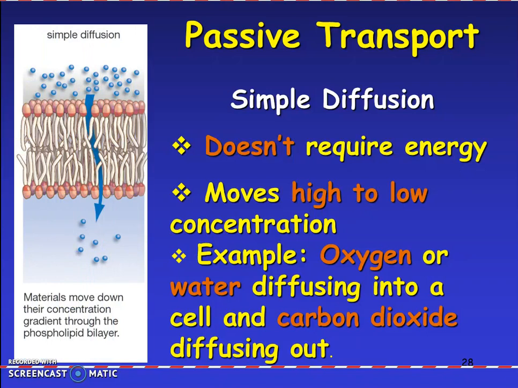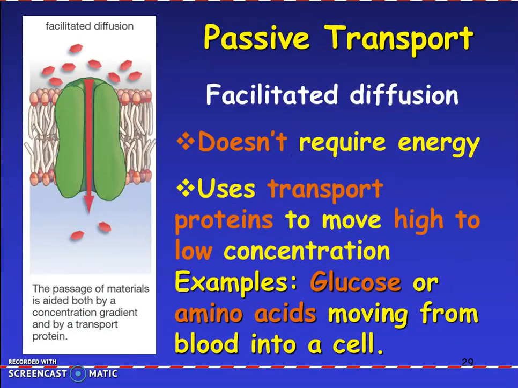Talking about passive transport, it's simple diffusion and does not require energy. The molecules move from high to low concentration. Examples are oxygen or water diffusing into a cell and carbon dioxide diffusing out. There is one specific type of passive transport, which is facilitated diffusion. It does not require energy and uses transport proteins to move molecules from high to low concentration. An example is glucose or amino acids moving from the blood into a cell.